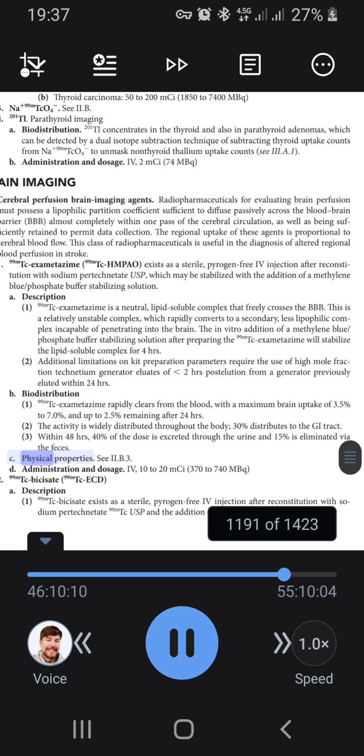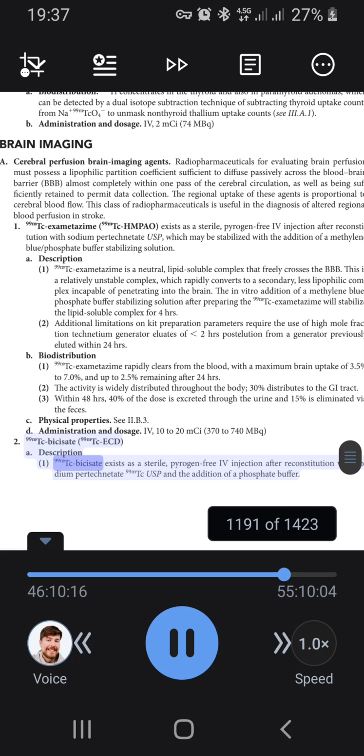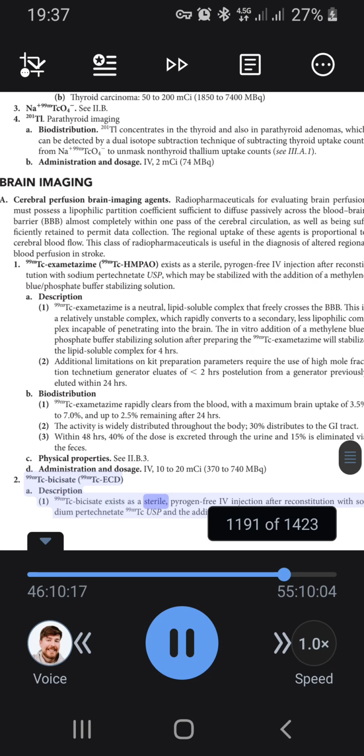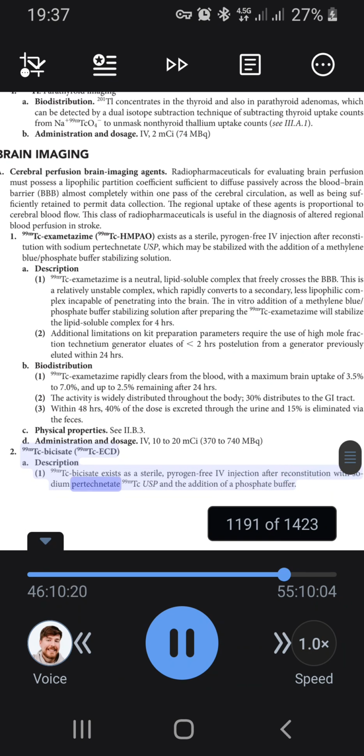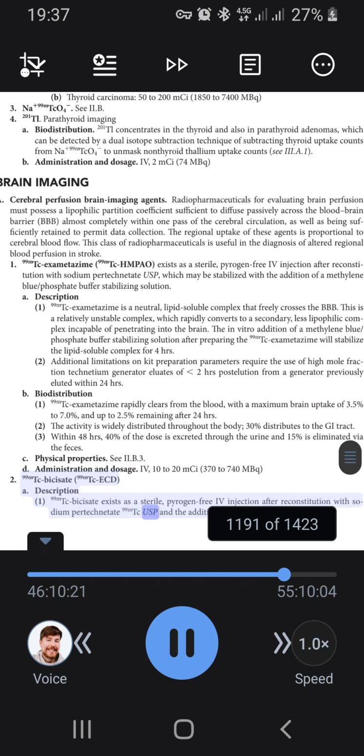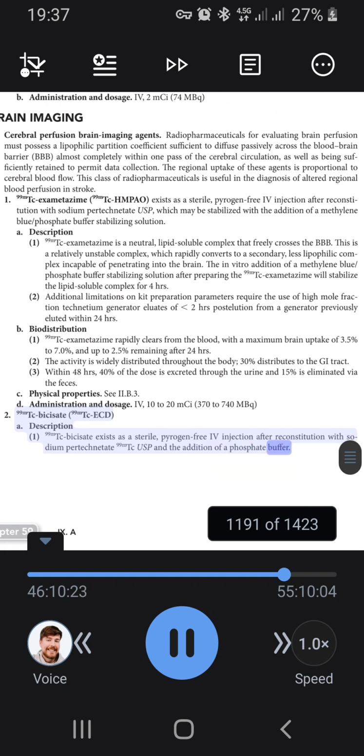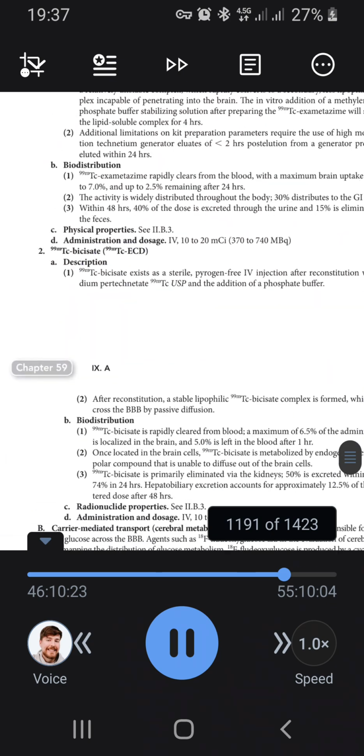C. Physical properties. D. Administration and dosage. 10 to 20 mCi, 370 to 740 MBq. 2. 99mTc bicisate, 99mTc ECD. 99mTc bicisate is a pyrogen-free IV injection after reconstitution with sodium pertechnetate 99mTc USP and the addition of a phosphate buffer.